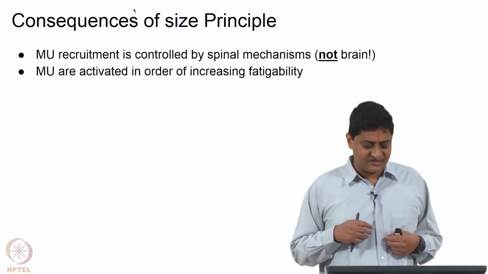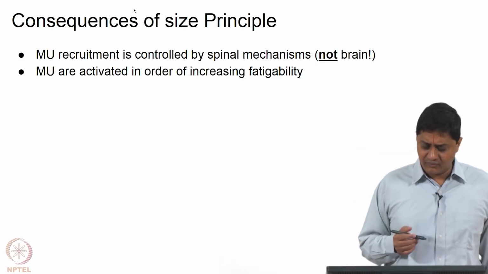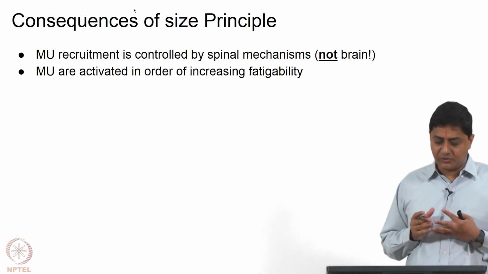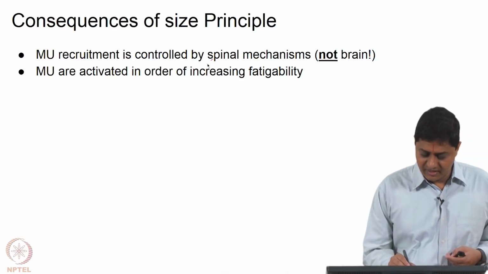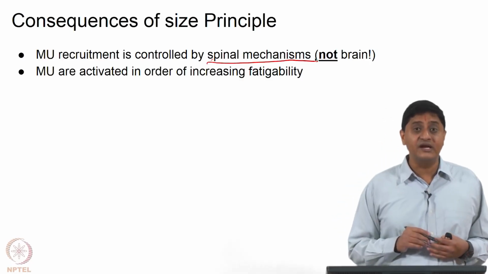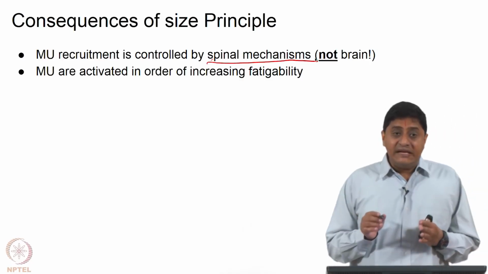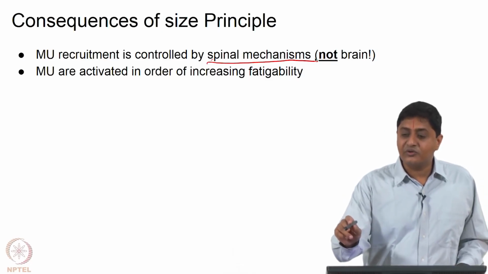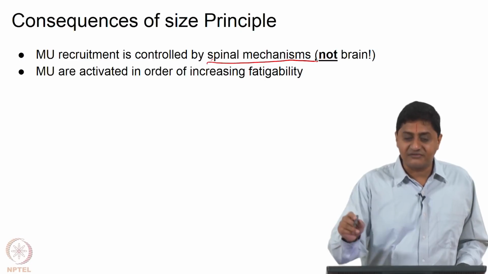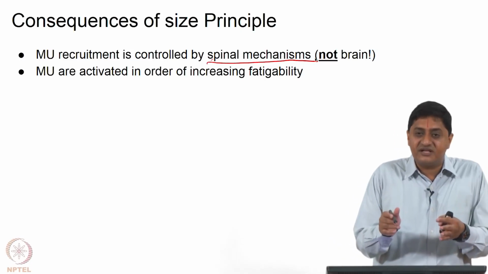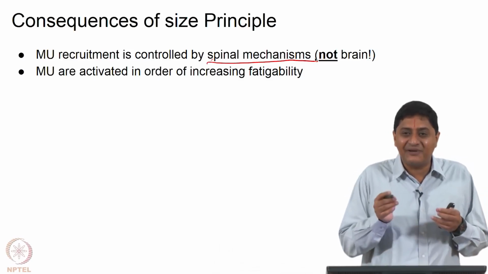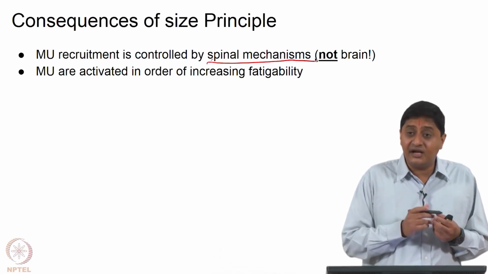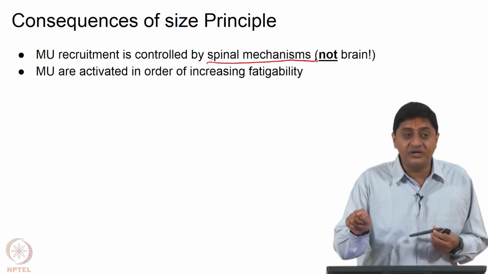What are the important consequences of size principle? What are the most important consequences? First and foremost, motor unit recruitment is controlled by spinal mechanisms, spinal processes, not brain related processes. The brain cannot say, excuse me, please recruit motor unit number 1345 or whatever. It cannot say that. It can only specify a synaptic current. It can only specify a particular amount of activity. It cannot choose which particular motor unit to be recruited.